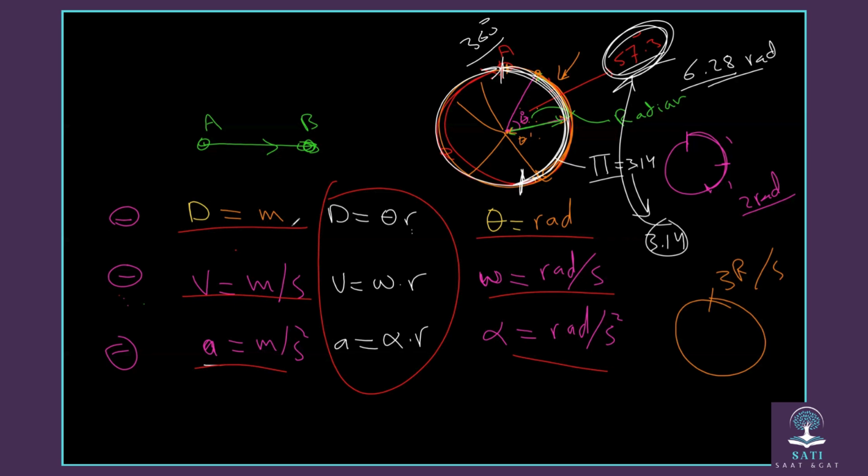So this one now, again, is 3 rotations per second. If something rotates 3 rotations per second, how can I find the angular velocity? These 3 rotations, I multiply them by 2 pi, where 2 pi means 1 rotation. So I get how many radians per second.